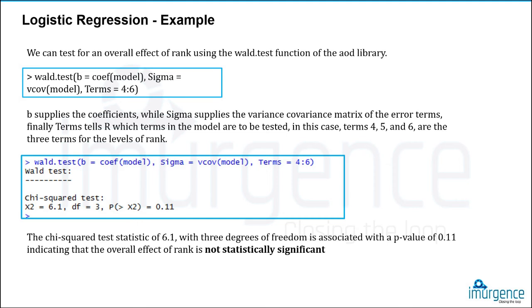using the wald.test function. So wald.test with b equal to the coefficient of the model, and pass Sigma as the variance-covariance matrix of the model, Terms is 4:6, and that gives you the Wald test. So you're getting a chi-square of 0.11, right?